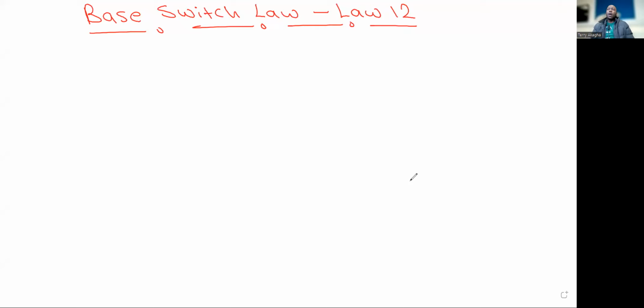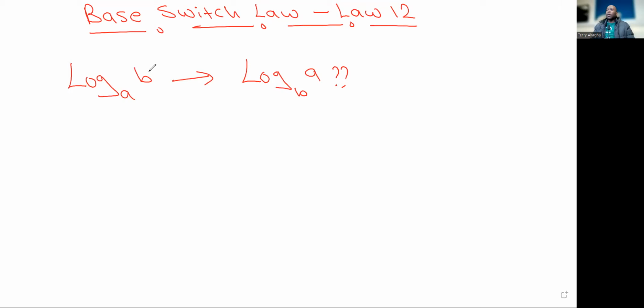All right, so basically what this base switch law is talking about is that if you have, maybe I have log B to base A, and I want to convert this to having log A to base B. So that means I want the argument or the quantity to become the base and the base to become the quantity. Is that making sense? So basically, the law states that you can switch this if you're going to rewrite this in a reciprocal form.